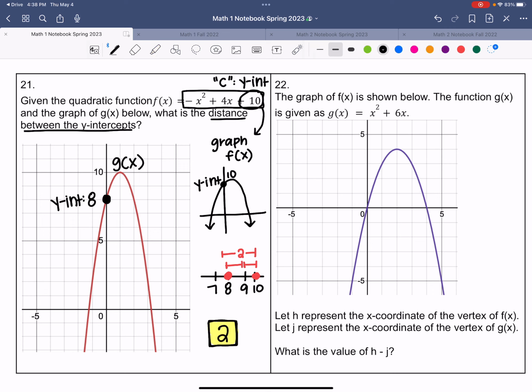And last question. This time f of x is the graph shown below. I'm going to label this just to keep things straight. And we have g of x here. So we're probably going to need to graph that. Both of these are looking at the x-coordinate of the vertex. So let's go ahead and find this vertex. This is 1, 2, 3, 4, 5. So this is at 2, and this would be 1, 2, 3, 4. So this is 2, 4.